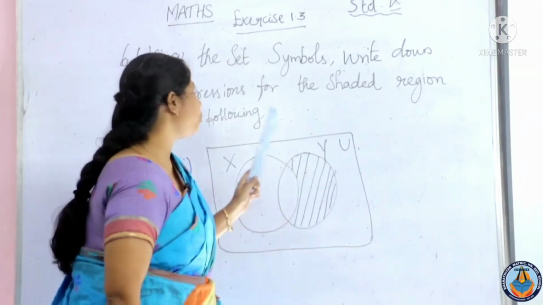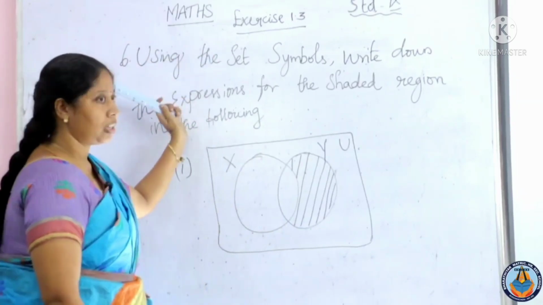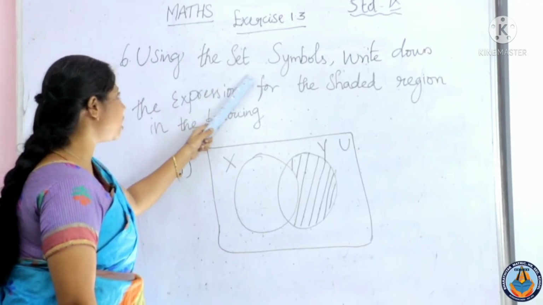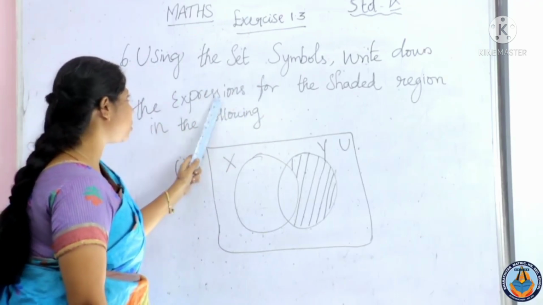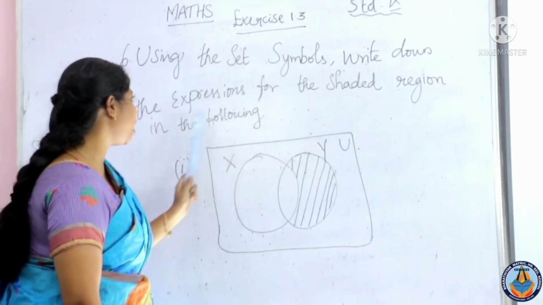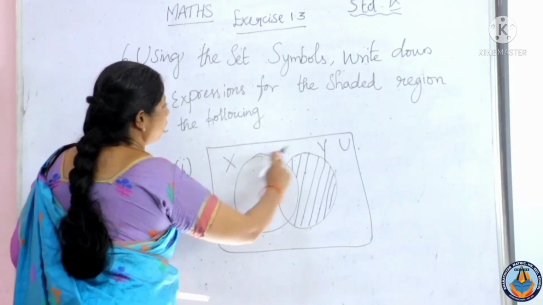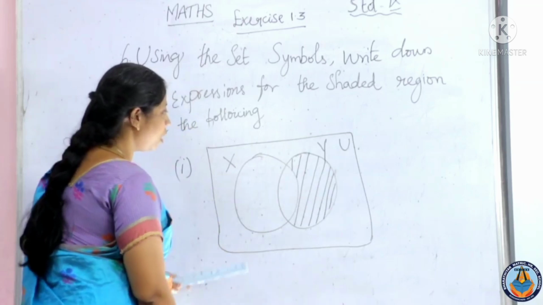Let us continue the exercise 1.3, sixth sum. Using the set symbols, write down the expressions for the shaded region in the following sets. So the first one, this is your diagram.